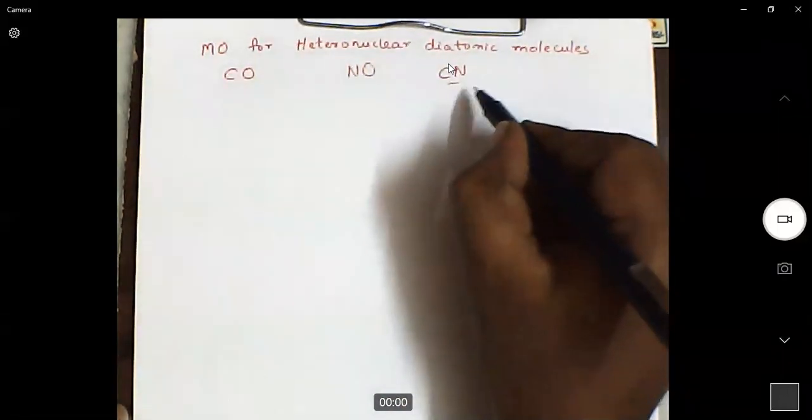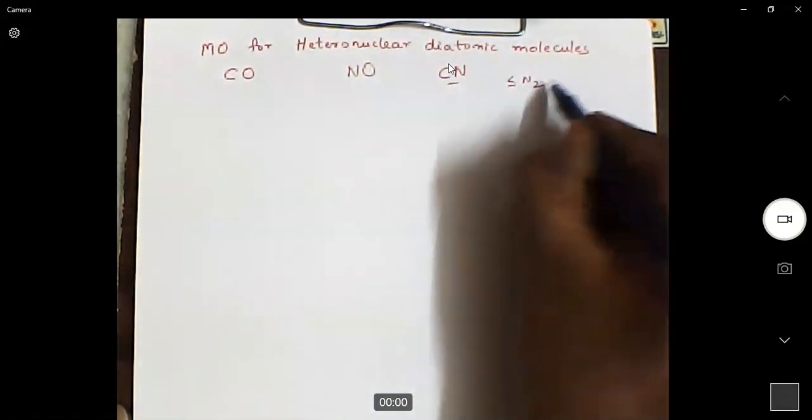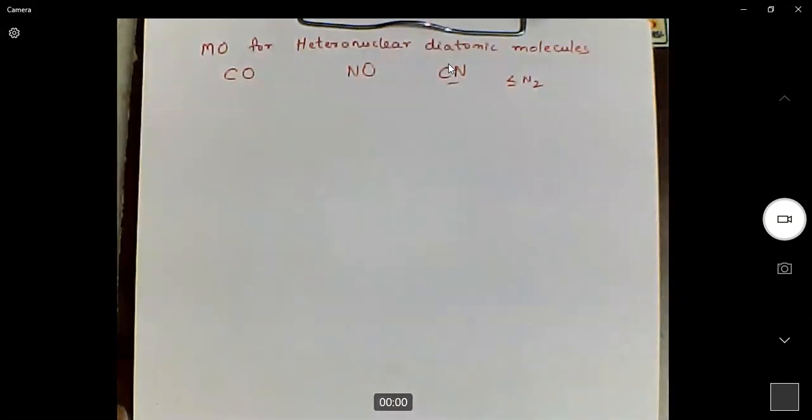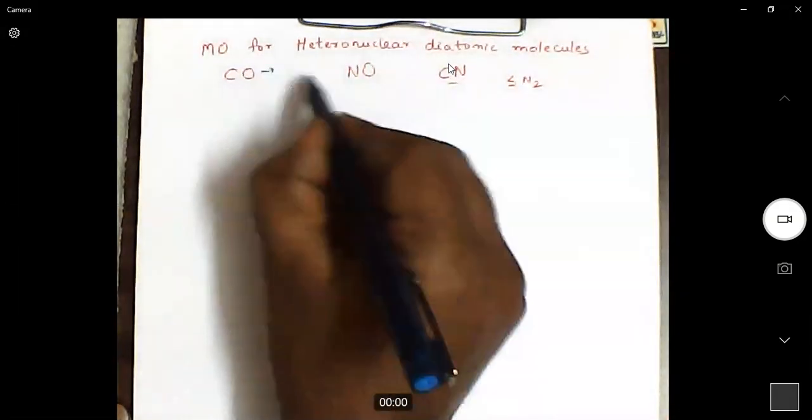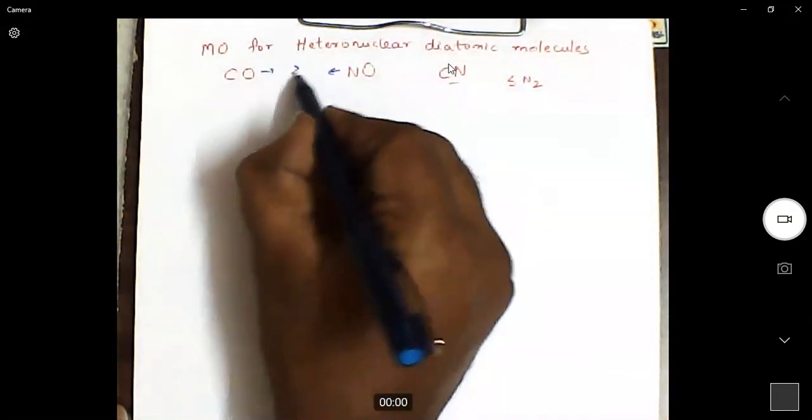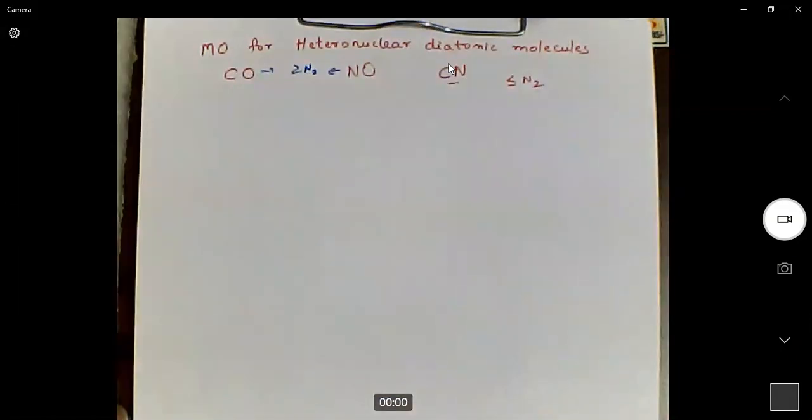I'll give you two examples. I'll explain one, you practice two. Okay, I'll explain this one. For this, we will take the MO diagram for less than or equal to nitrogen. For these two, we will take an MO diagram greater than or equal to nitrogen molecule.